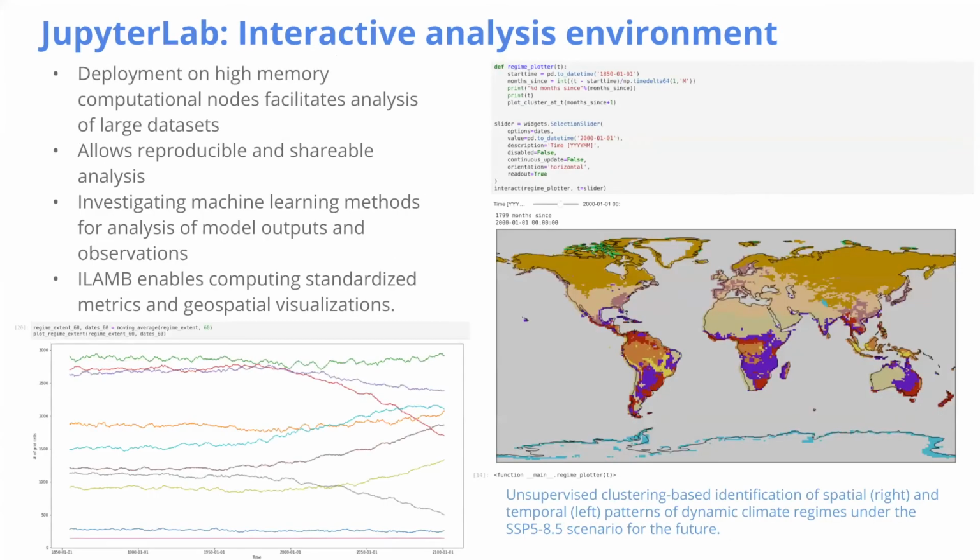And then we've done work in JupyterLab to allow us to do this interactive analysis. So we deploy this on high memory computational nodes so that we can read in lots of this model output simultaneously. But using JupyterLab and Jupyter Notebooks allows us a reproducible and shareable way of doing our analysis. And any papers that we write will point to a GitHub repo that has the Jupyter Notebooks and access to the data so that you can rerun it all yourself and make changes to it. And we think this is the way that we should be doing science these days.